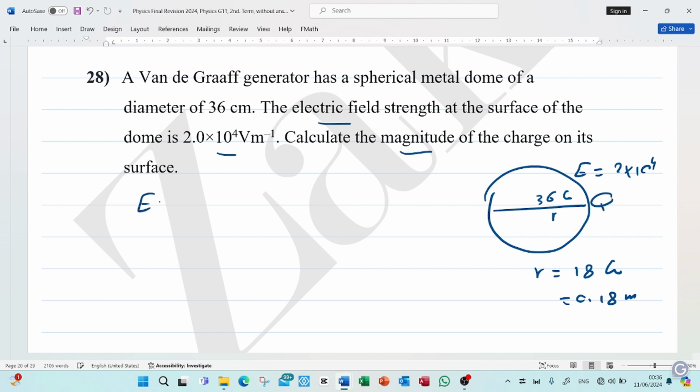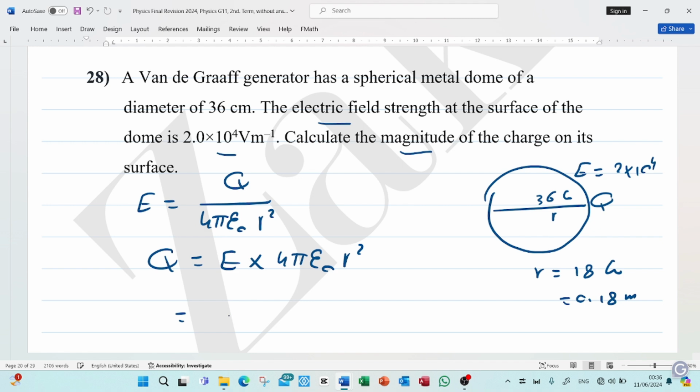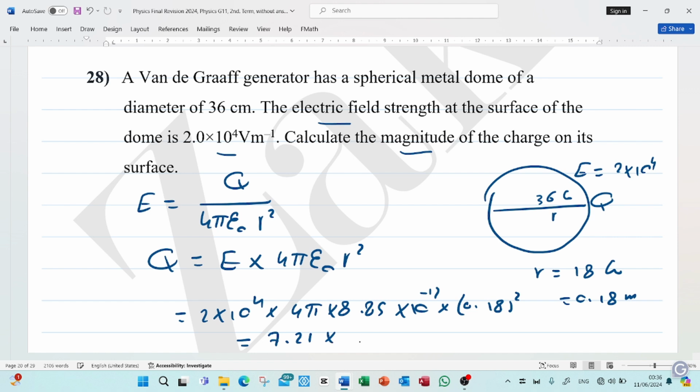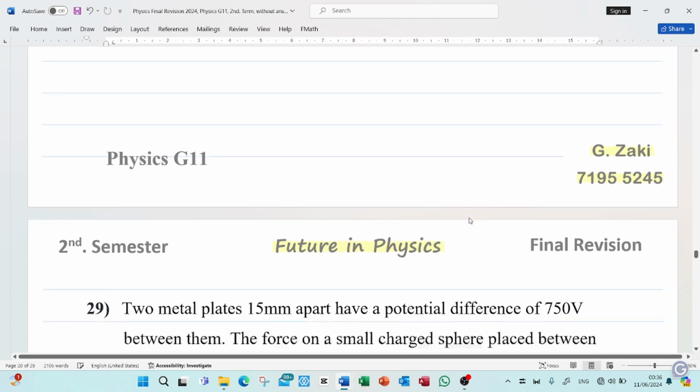Which formula did we use? E equals Q over 4 pi epsilon naught R squared. Rearrange, so Q equals E multiply 4 pi epsilon naught R squared. Substitute E equals 2 times 10 power 4, multiply 4 pi, multiply 8.85 times 10 power negative 12, multiply R, 0.18 squared. By using a calculator, the answer is 7.21 times 10 to the power negative 8 coulomb. Remember, charge in coulomb. Now, next question.